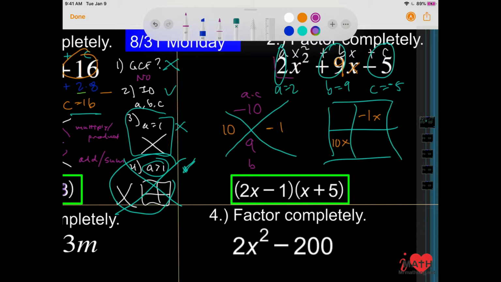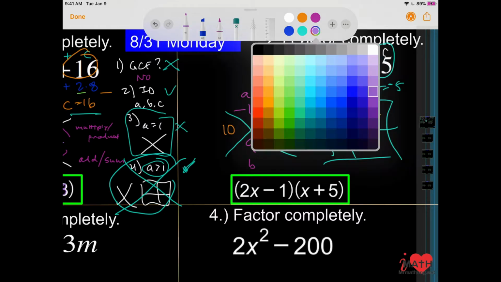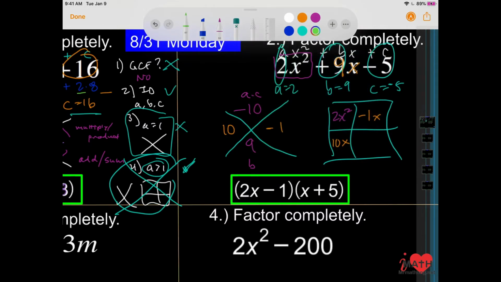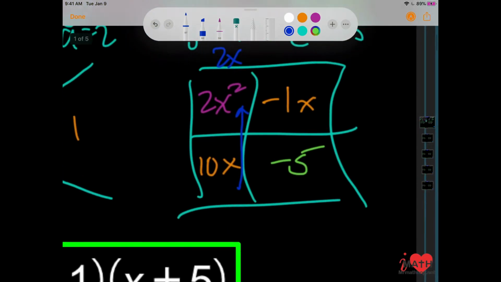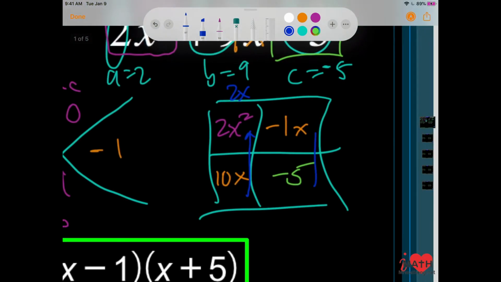Then this term will go in the top left. And this C value will always go on the bottom right. And then what we're doing here is we're just taking out the greatest common factor. So going in that direction, it's a 2x. Going in this direction, it's a negative 1. This direction is just an x.